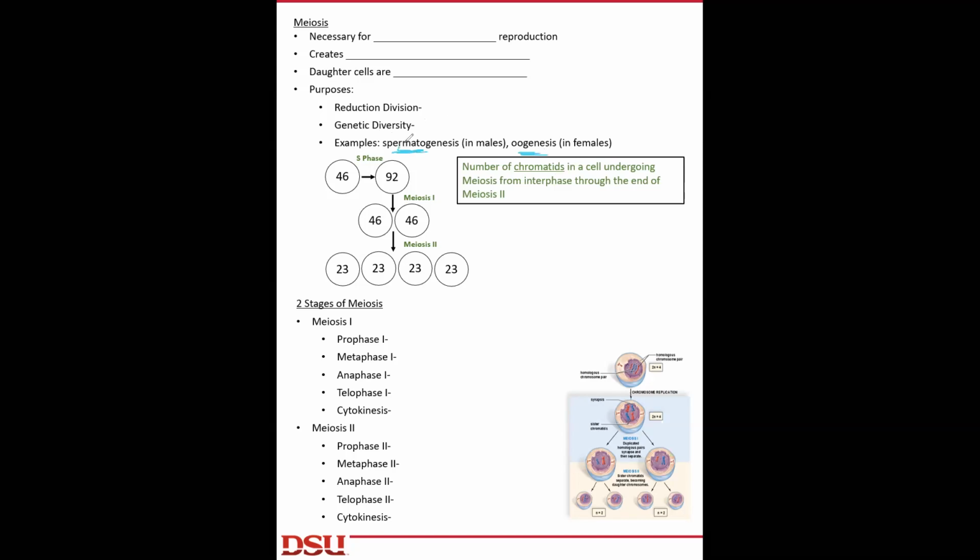So in males, we've got sperm, right? And in females, we produce eggs. So meiosis is what creates these. Therefore, it is necessary for sexual reproduction. Meiosis creates four unique daughter cells.